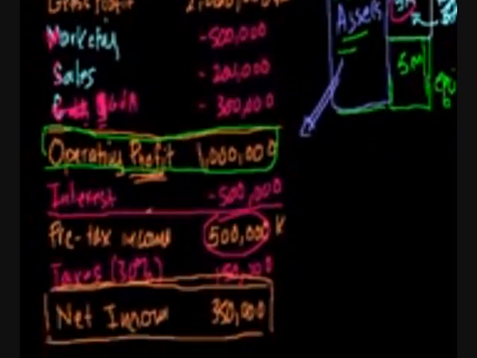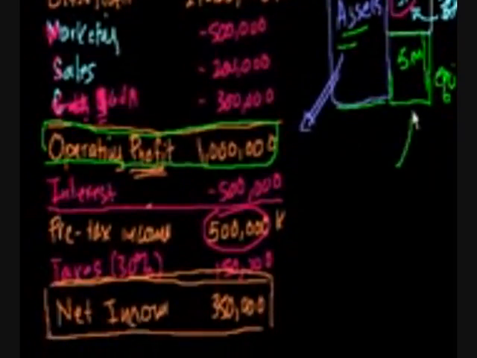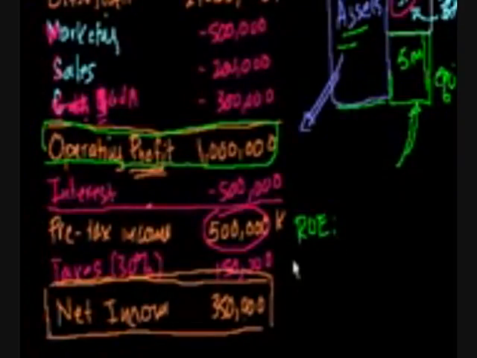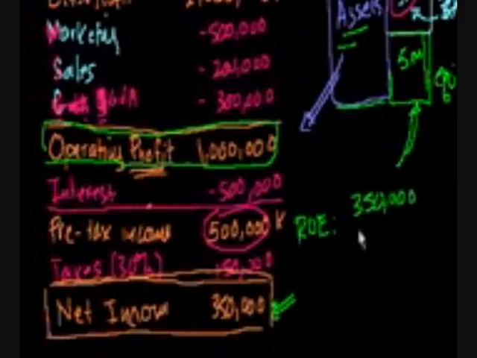Now we can do another notion, and that's return on equity. And return on equity, the numerator is the net income that we got. So it's $350,000. And the denominator here is the equity, the book value of our equity. So that's $5 million.